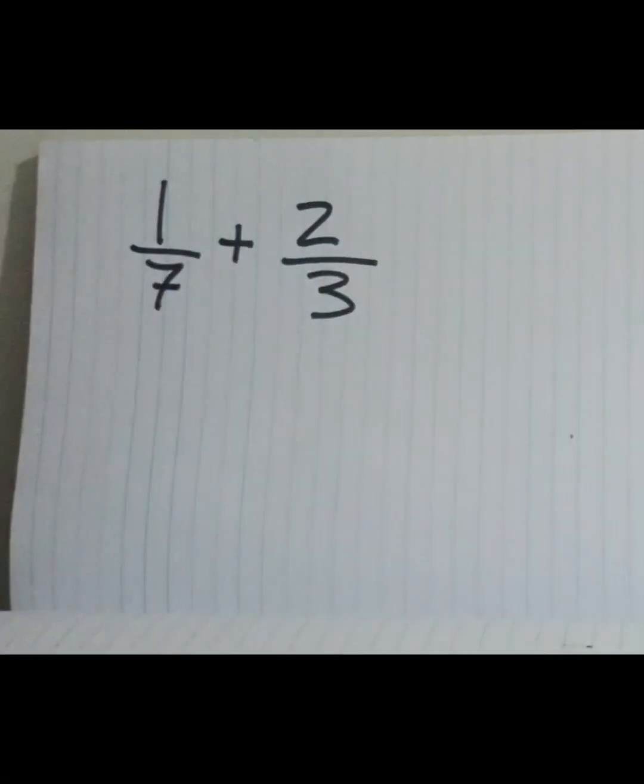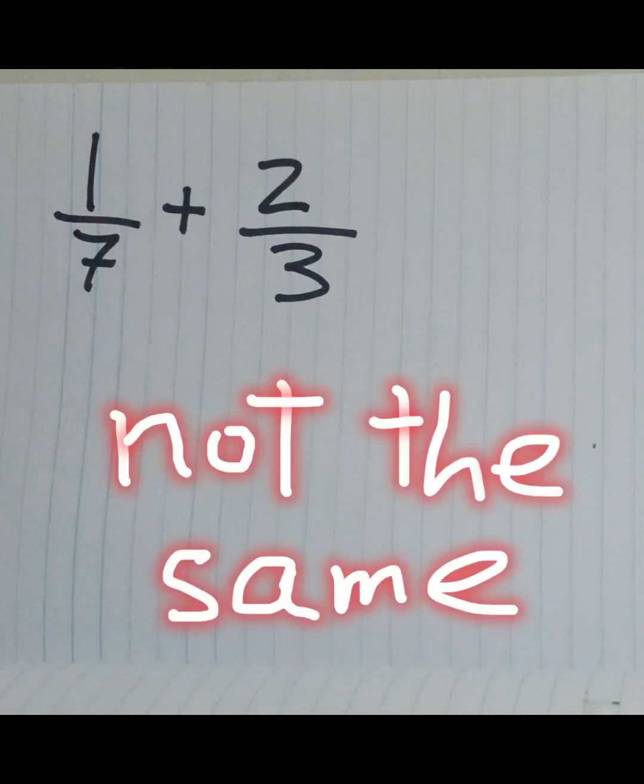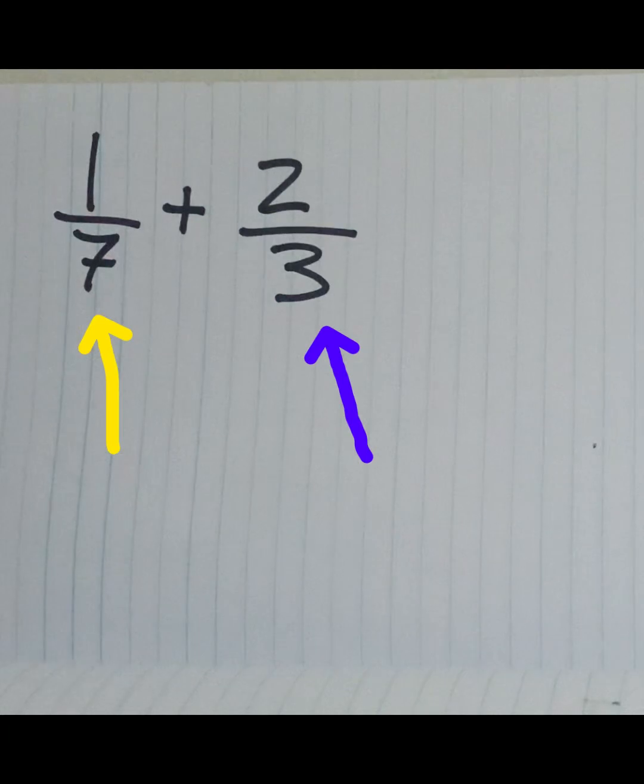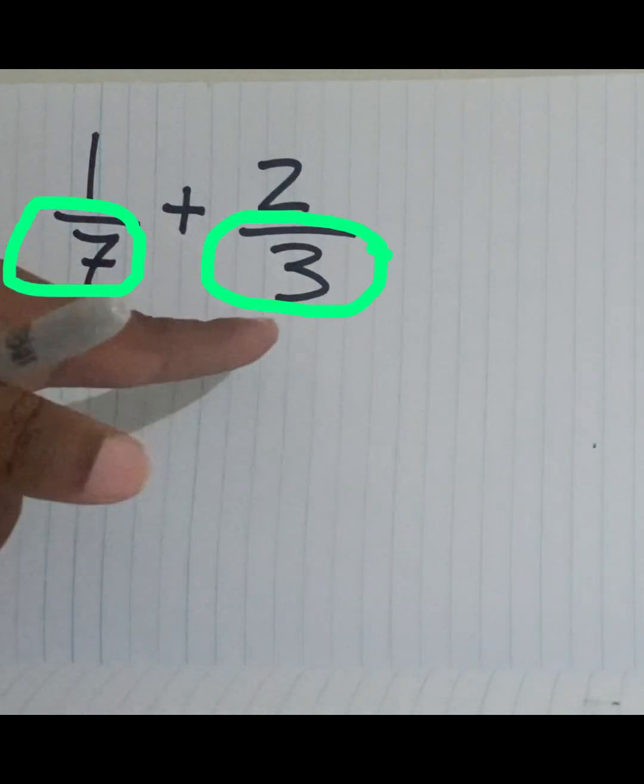Now, if the denominators are not the same, this is how we do it. If we have 1 over 7 plus 2 over 3, remember we're adding our fractions. In this case, the denominators are not the same. You have several ways of doing it, but I like doing it the easier and more efficient way. We have 7 and we have 3.